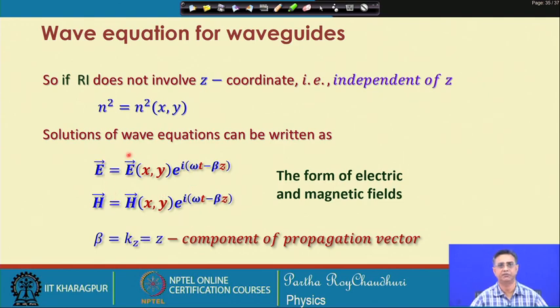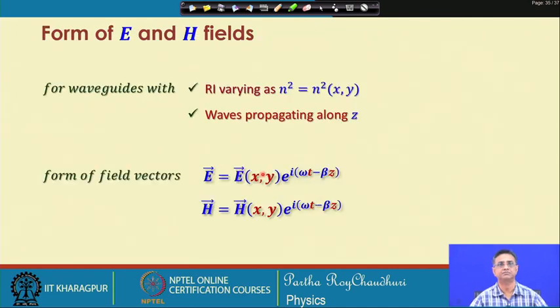We can further simplify. We will see later that if it depends on only x or only y, then it will be even simpler. And here what we have used is that beta is the z component of the propagation vector. That is a general notation we have already introduced, that beta equal to k z, because the wave propagates along the z direction.